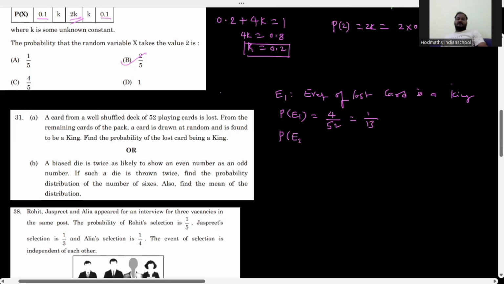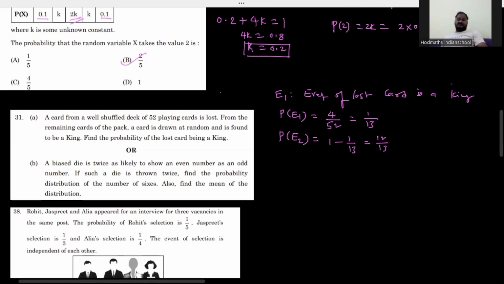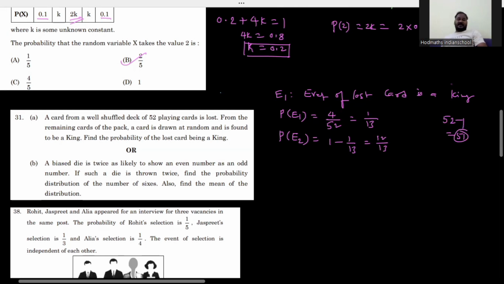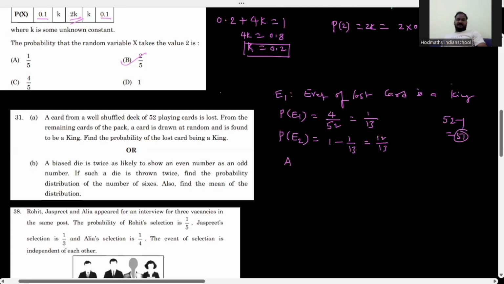And what is the probability that the lost card is not a king? Obviously 1 minus 1 by 13 is equal to 12 divided by 13. Now, when one card is already lost out of 52 cards, you are left with 51 cards. So what are you supposed to do? A card is drawn at random and is found to be a king. Find the probability of the lost card being a king. The probability of the lost card being a king is nothing but, I am going to define one more event A.